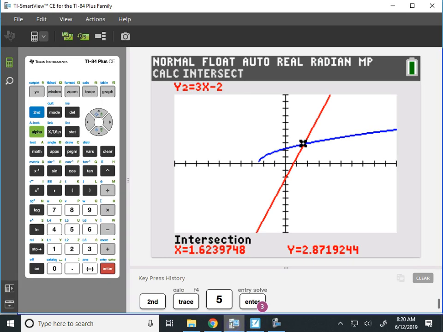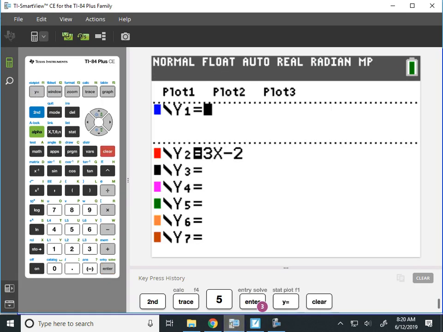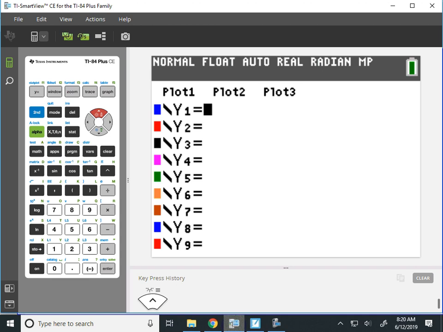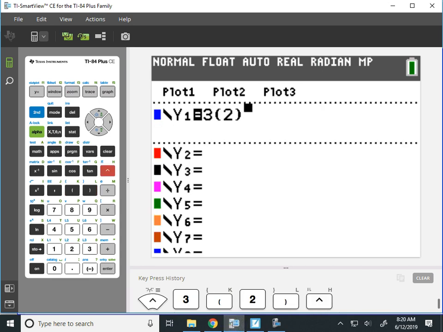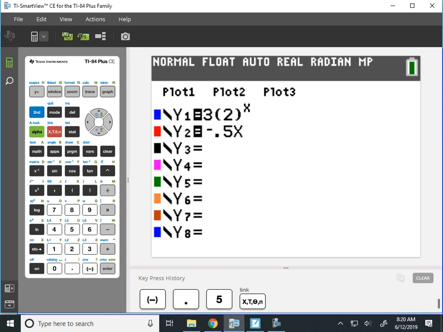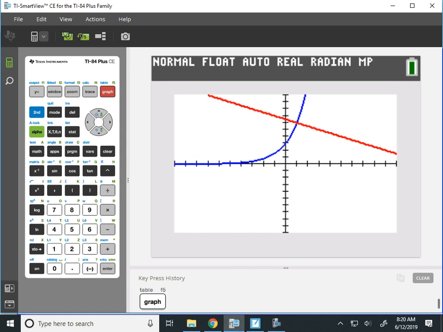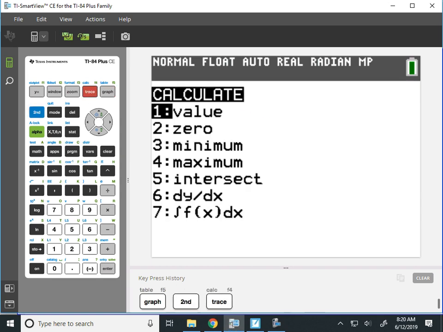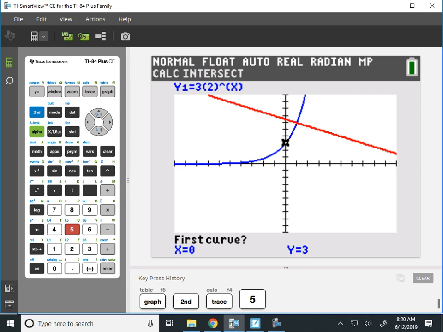So let's try the next one. Y equals, we're going to have 3 times 2, and the exponent here is where the x is. And the next one is negative 0.5x plus 6.5. There's my exponential, there's my other graph. So we'll trace this one. Second trace, number 5. We hit enter 3 times. First curve, second curve, guess. And our intersection is at (1, 6).